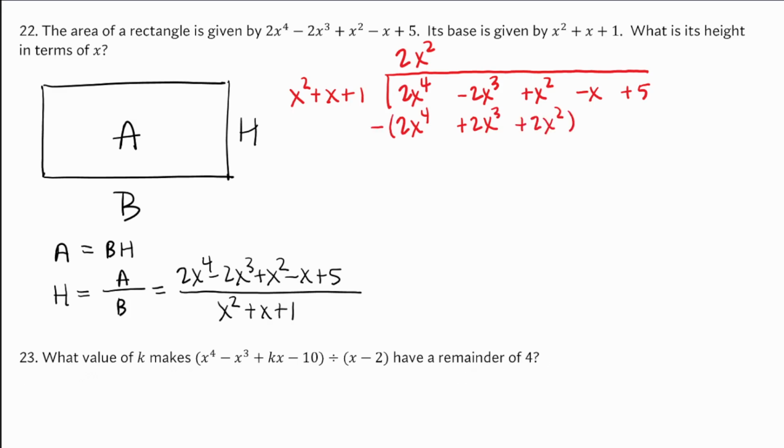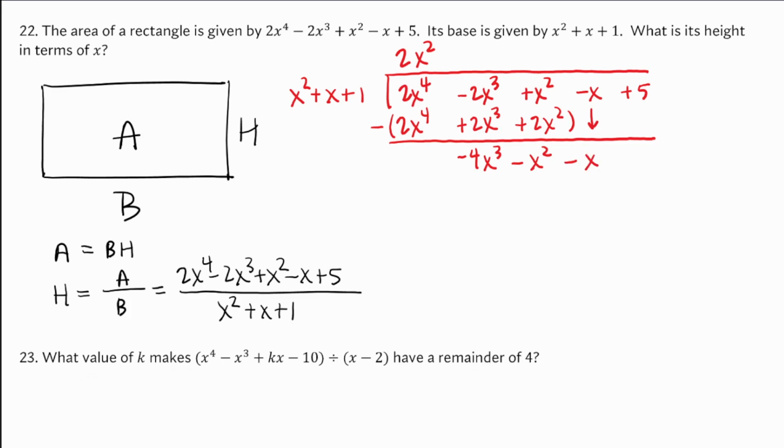And I'm subtracting this all away. I'll have 2 minus 2 is 0. Negative 2 minus 2 more x to the 3's would be a total of negative 4x to the 3's. And 1 minus 2 is negative 1x to the 2's. And then we can drop down this next term.